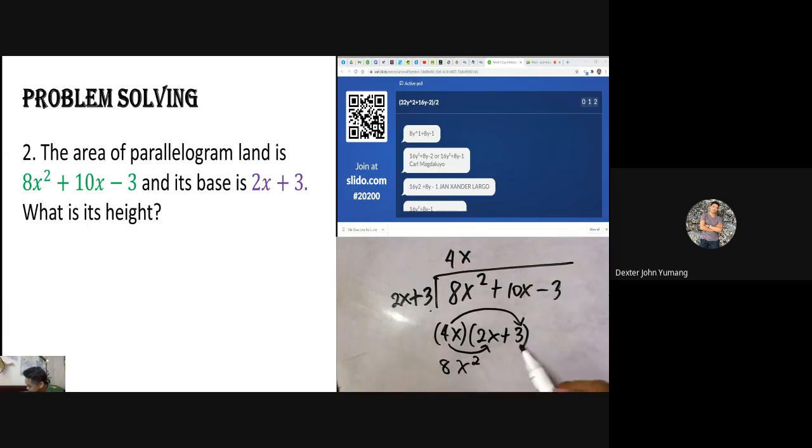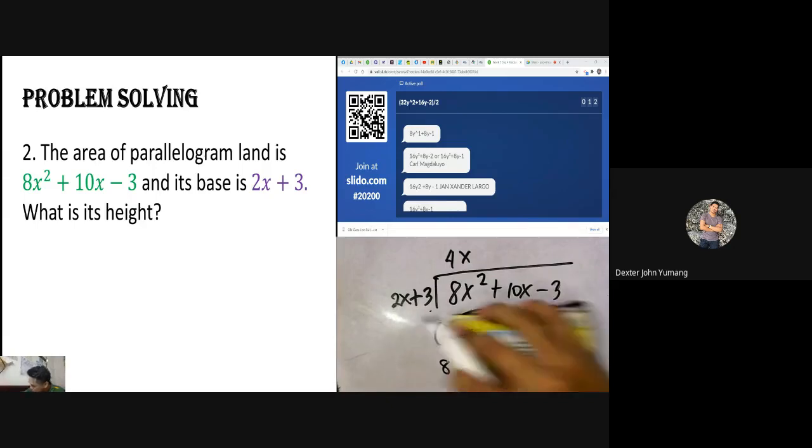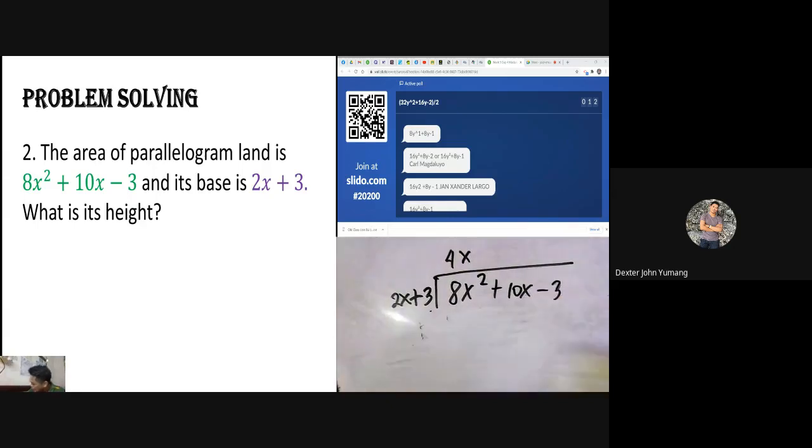So 4 times 3, that is 12. Now, there is no partner for the x here because here there is an x. It has no partner, so just copy. Okay, that is now 8x squared plus 12x. This answer, 8x squared plus 12x, we will write below 8x squared plus 12x.